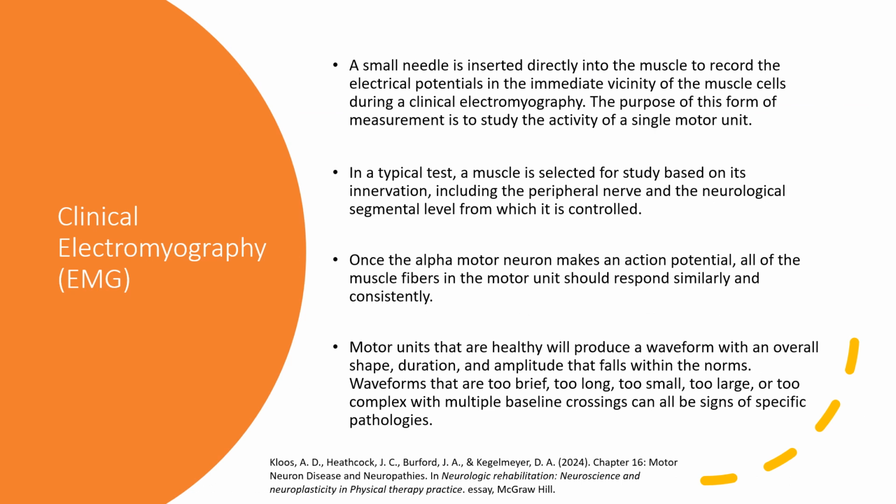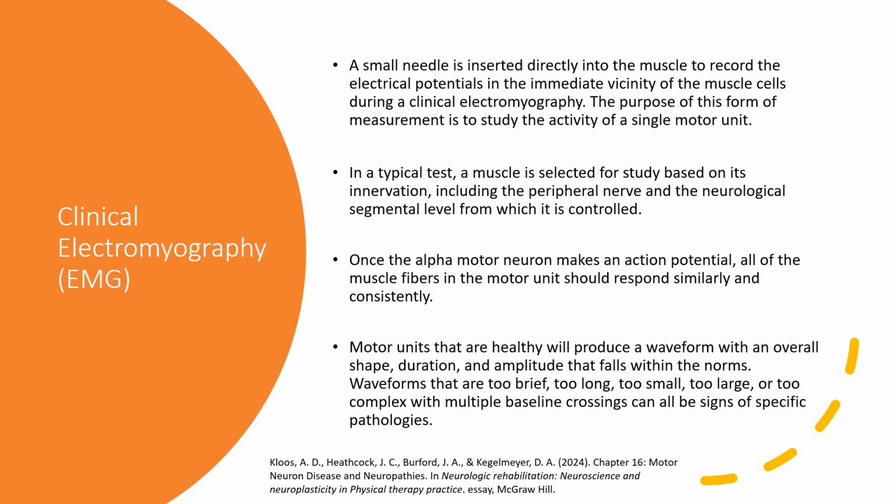In a clinical electromyography, or we can also call it an EMG, a small needle is inserted into the muscle to record the electrical activity of a single motor unit. So the shape, duration, and amplitude of the waveform can indicate whether the muscle and the nerve function are normal or if there is a pathology. So an abnormal waveform, such as those that are too brief, long, small, large, or complex, can be signs of specific conditions.